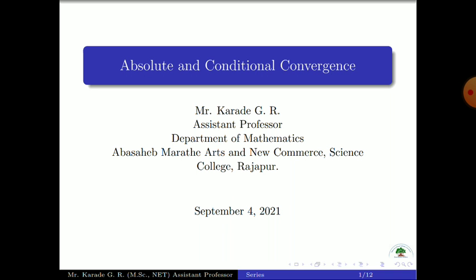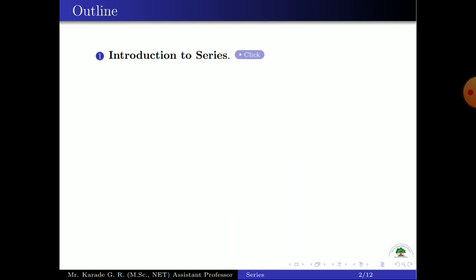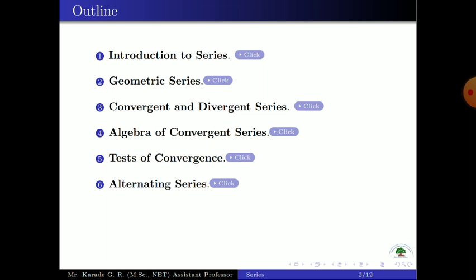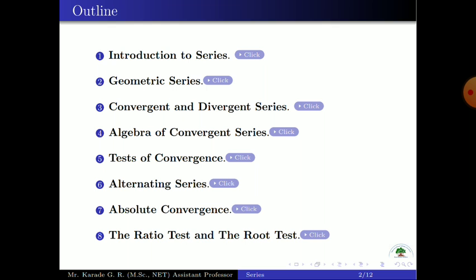In this lecture, we learn about absolute and conditional convergence of an infinite series. In the previous lecture, we studied geometric series, convergence and divergence of a series. After that, we studied the algebra of convergent series, tests of convergence, and alternating series. In this lecture today we are going to study absolute convergence. In the next lecture we will study the ratio test and the root test.